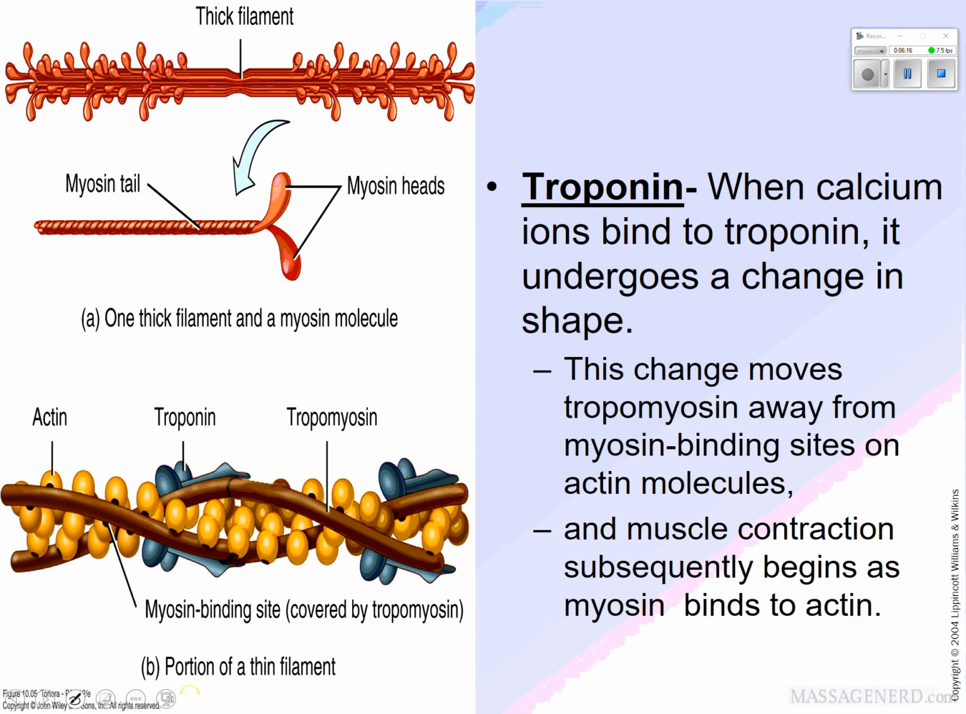The troponin, of course, is when the calcium ion binds to the troponin. It undergoes a change in shape. So this change moves tropomyosin away from the myosin binding sites of the actin molecule, and a muscle contraction is going to begin. So it's going to turn the muscle contraction on, whereas tropomyosin turns it off. So they're opposing actions. So it's going to begin as the myosin binds, of course, to the actin.